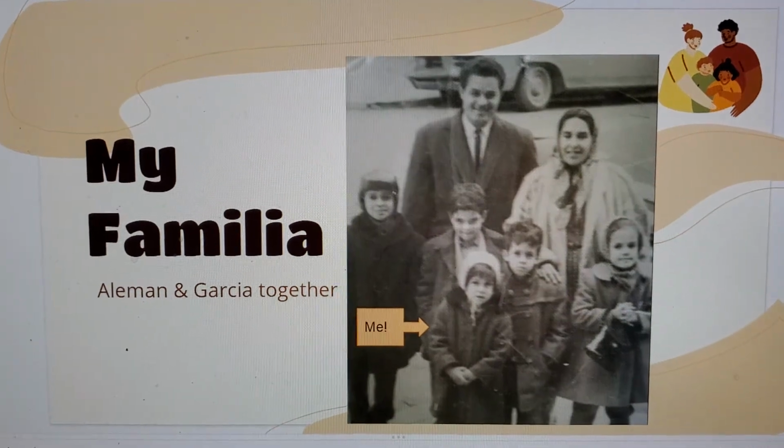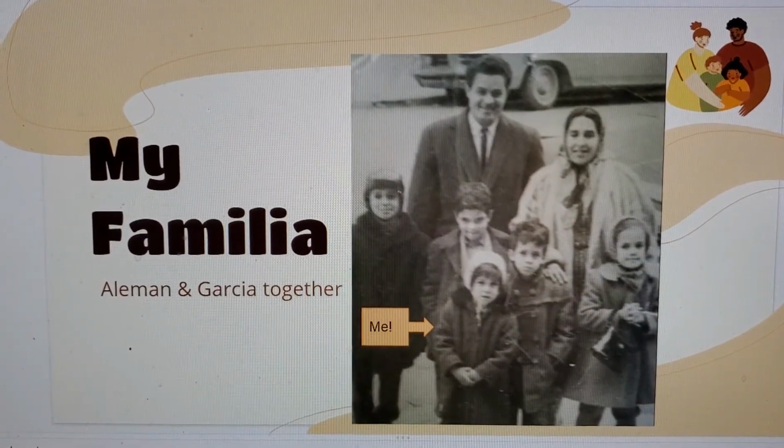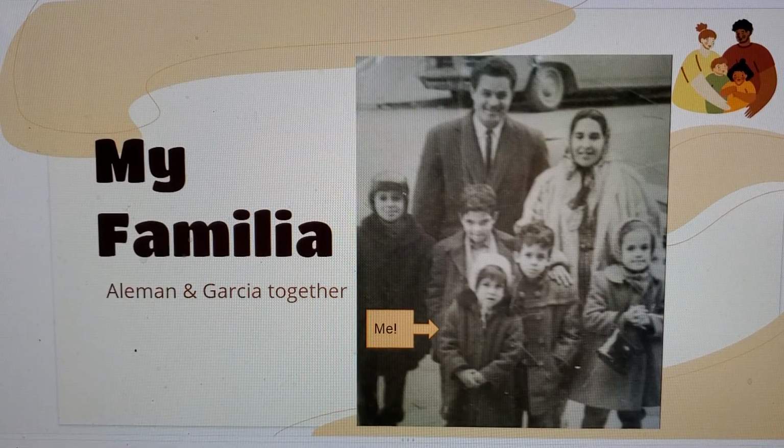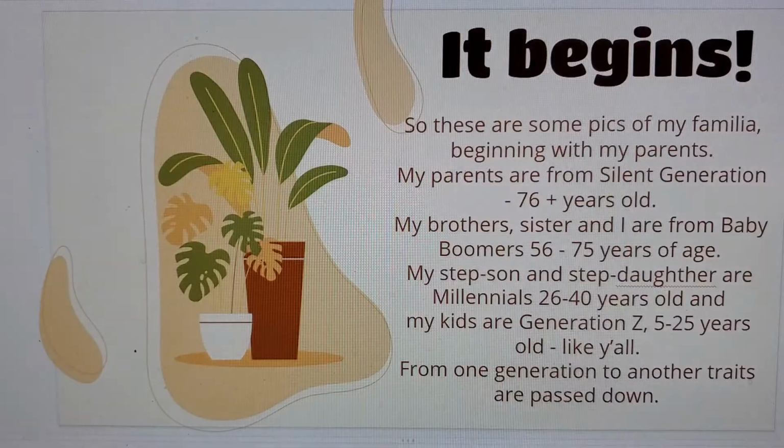And that's my parents, and then, of course, my brothers and sisters, and that's me at the very bottom there. I'm the youngest of 5. So it begins. So my parents are from what they call the silent generation. They're 76 plus years or older. My father actually has passed away, but my mom is 92, so she fits that generation.